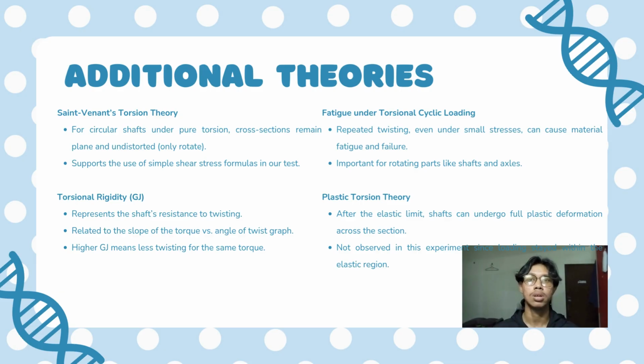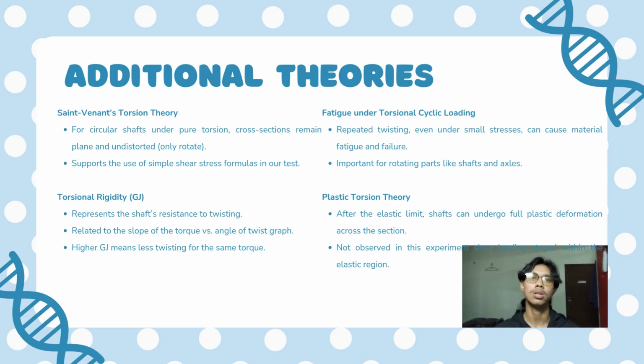For the second theory, torsional rigidity, which the symbol is GJ. Okay, for the first point, it represents the shaft's resistance to twisting, and the second point is related to the slope of the torque versus angle of twist graph. For the third point, a higher GJ means less twisting for the same torque.